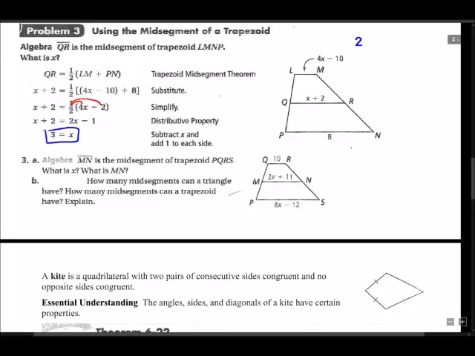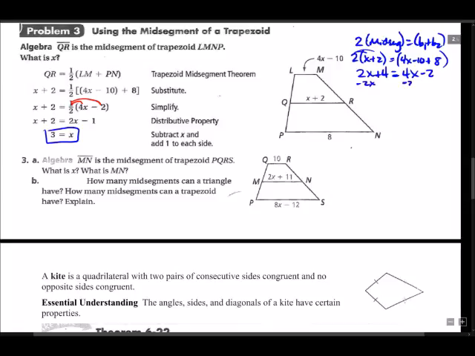And we said 2 times the mid-segment equals the sum of the bases. Let's try that. Well, that would be 2 times (x plus 2) equals 4x minus 10 plus 8. So again, we're going to distribute: 2x plus 4 equals 4x minus 2.